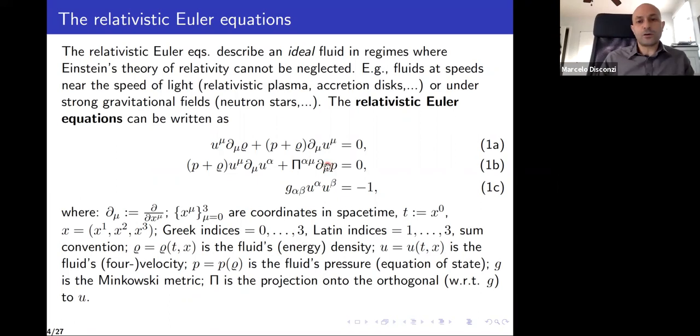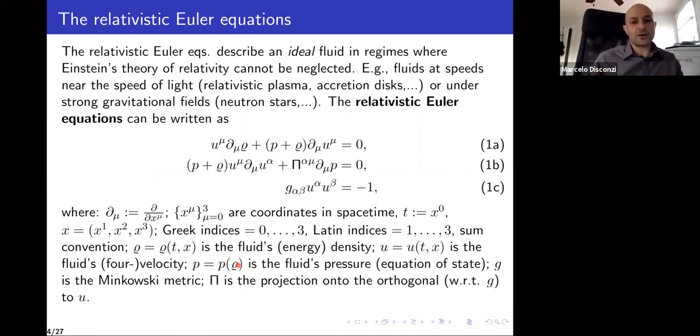P, that appears here in the equations, is the pressure of the fluid, and P is a known function of the density, given by what is called an equation of state. And which equation of state you choose depends on the nature of the fluid, depends on the problem you're studying. And I'm going to fix an equation of state later on that we're going to consider for this problem.